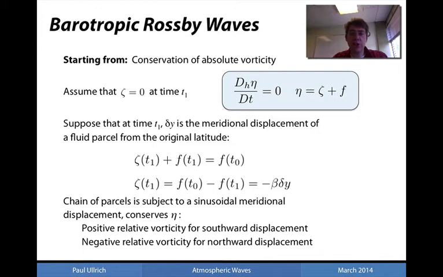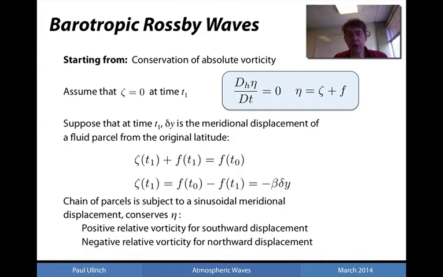So starting from conservation of absolute vorticity, we will assume that relative vorticity is equal to 0 at time t1, and that the fluid parcel has an initial meridional displacement of delta y from its original latitude.